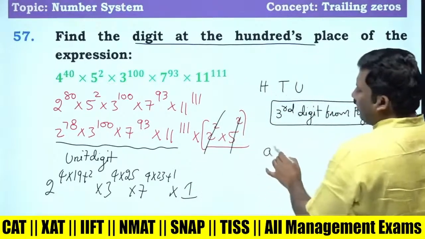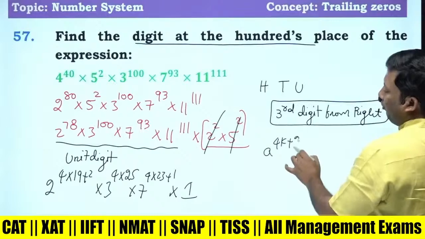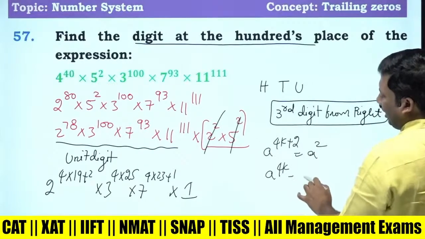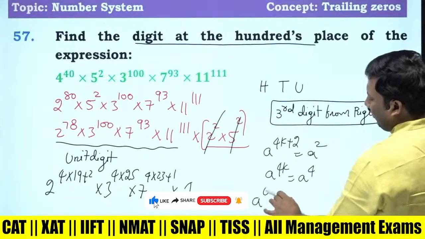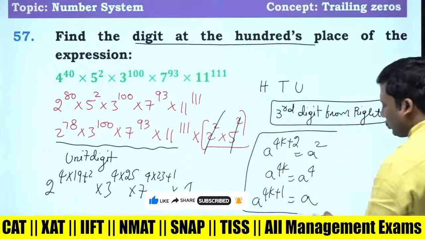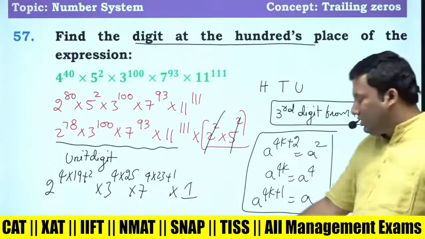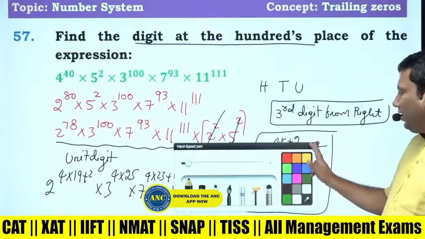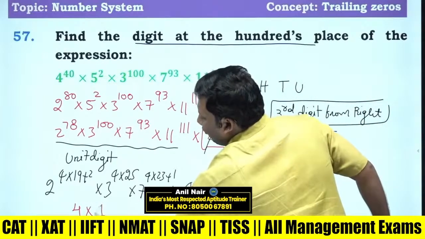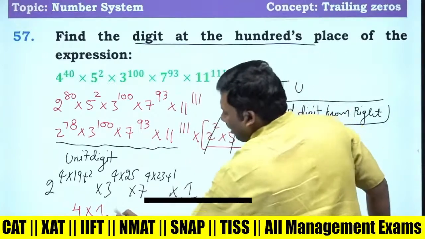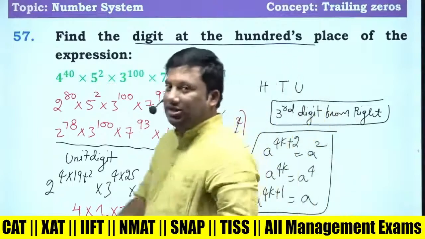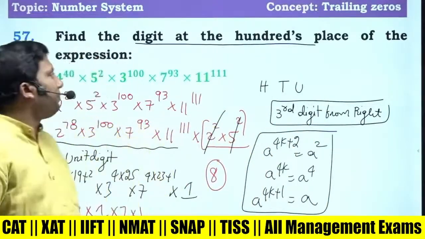So what is the concept of cyclicity? A power 4k plus 2 is a square. A power 4k is a power 4. A power 4k plus 1 is a. Already we discussed a good number of sessions related to finding the unit digit of a number. So this will be 4, 3 power 4 is 81, 7, and 1. The digit at the hundreds place is 8. Another very, very good question.